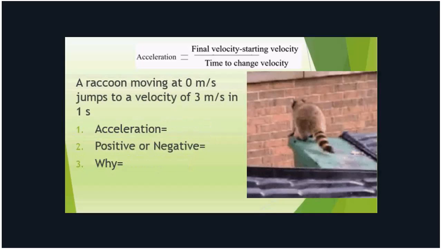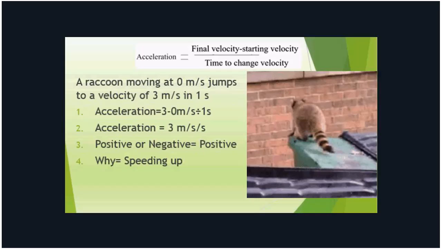A raccoon moving at 0 meters per second jumps to a velocity of 3 meters per second in 1 second. In this case, the final velocity is 3 meters per second, so I take 3 minus 0, all divided by 1. 3 minus 0 is 3, and 3 divided by 1 is still 3, so it's 3 meters per second. It's positive because he speeds up from 0 to 3 meters per second.